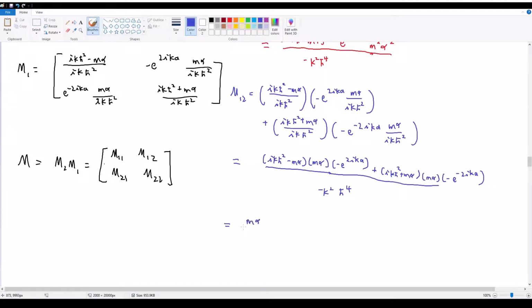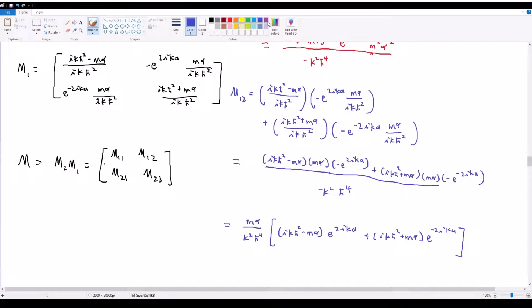So m alpha over k squared h bar fourth, and this is going to be multiplied by ik h bar squared minus m alpha times e to the positive 2ika, and then plus ik h bar squared plus m alpha times e to the negative 2ika. And let's see. Yep, that seems about right. Okay, now we move on to the third element of the matrix.